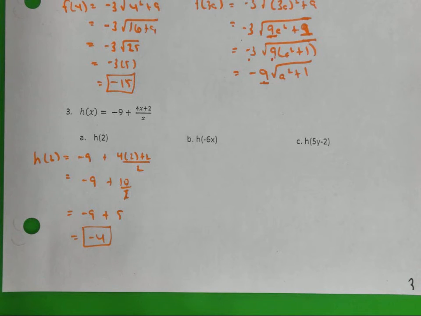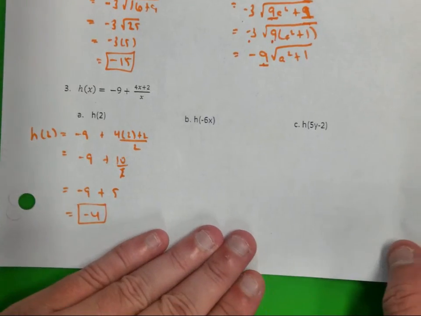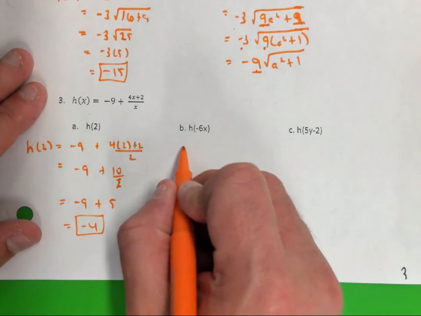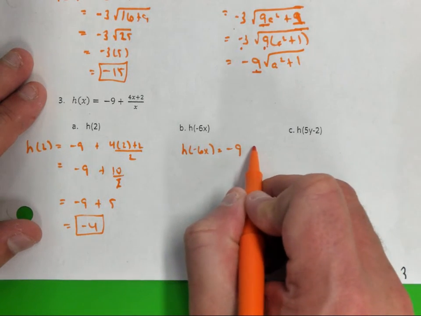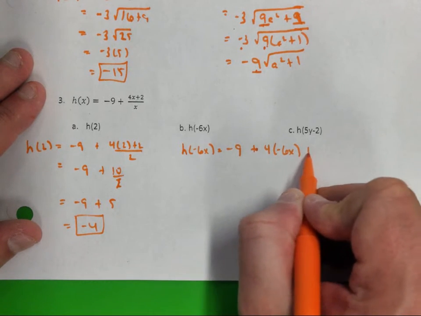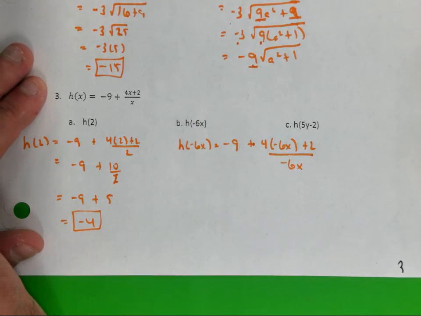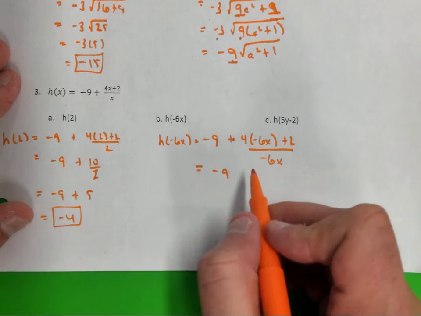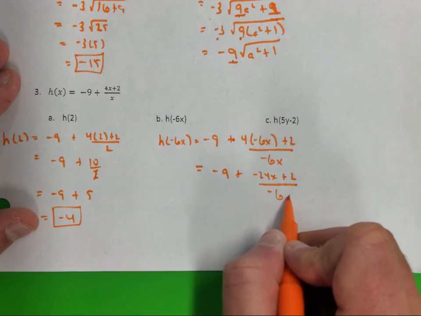Number 4, or B. H of negative 6x. All right. Negative 9 plus 4 times negative 6x plus 2 over negative 6x. I get negative 9 plus negative 24x plus 2 over negative 6x.